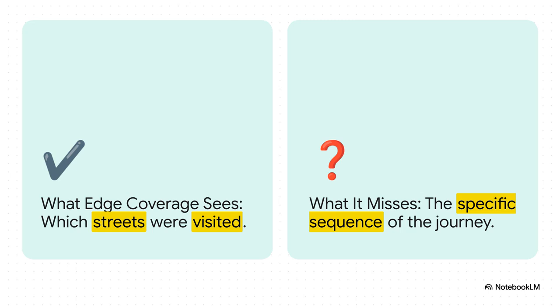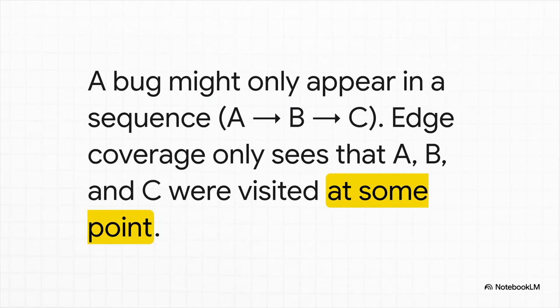Let's go back to our city map. Edge coverage is great at telling you that you've been on Main Street and Oak Avenue and Pine Boulevard. What it has no idea about is the order you visited them in. It's completely missing the context of the actual journey. And this is the whole problem right here. A really nasty bug might only show up if the program does thing A, then thing B, and then thing C in that exact sequence.